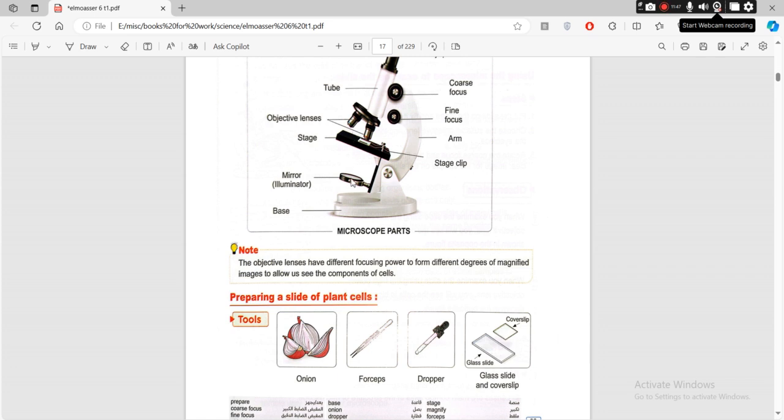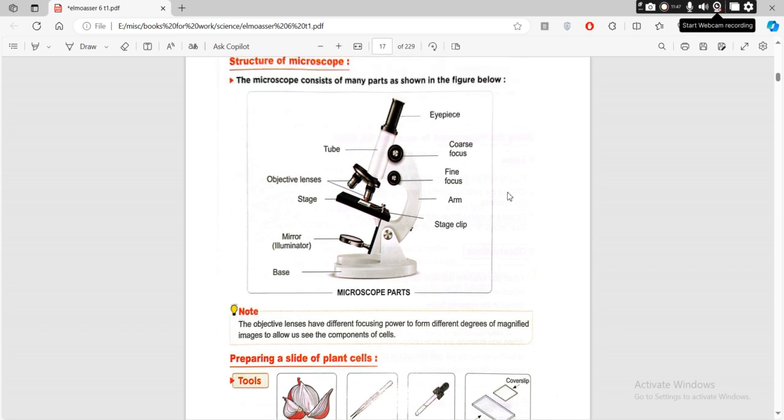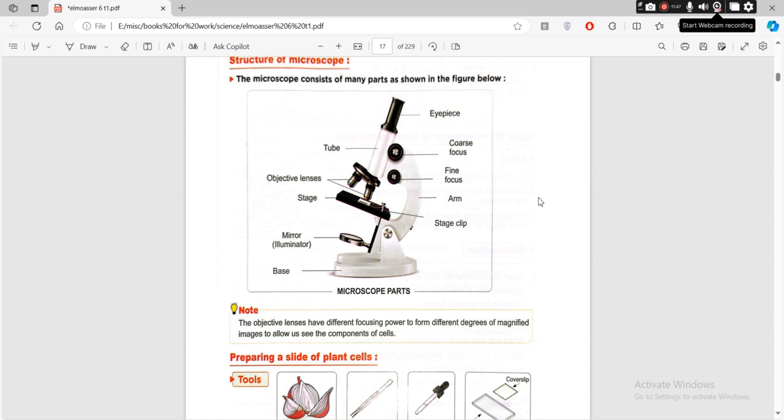And we have a mirror. Some other microscopes have, instead of a mirror, a lamp to illuminate this part to make the cell seen. That's why we call it the illuminator. Illuminator means the thing that lights up. And of course we have the base. And we have two very important things, which are the coarse and the fine focus, which are used to get a proper image of the cell. And we have the arm to hold the whole microscope from.